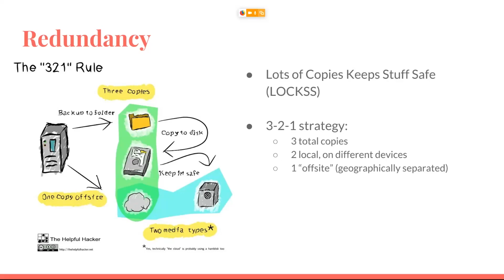And the cloud, I'll say right off the bat, cloud storage is an excellent way of addressing that particular rule. We'll get more into that later when I dive into cloud storage in more depth. But just in talking about redundancy, yes, cloud storage does satisfy that offsite rule.